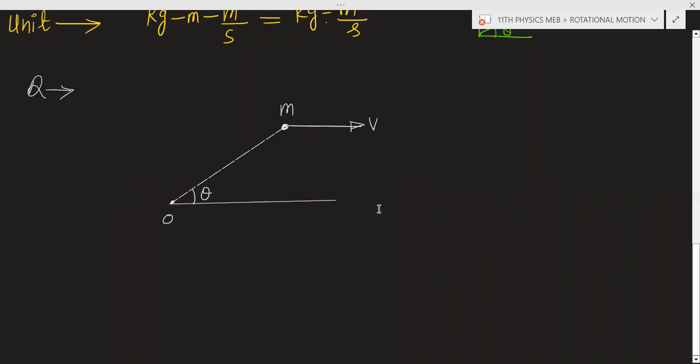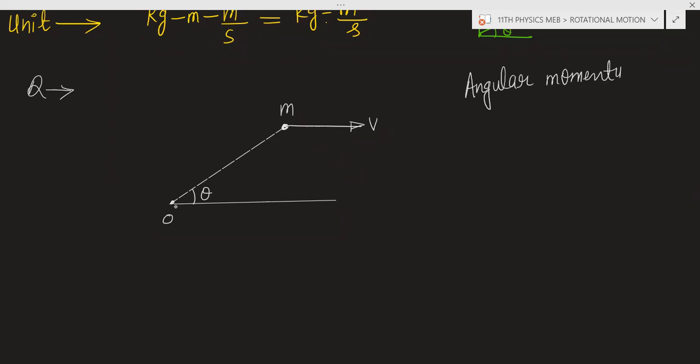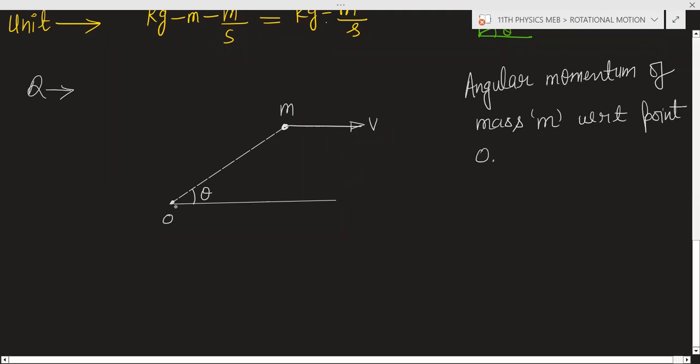Okay, so a mass is moving with velocity v in this direction, and we want to find the angular momentum of the mass m with respect to the point O. So if we want to find the angular momentum, how will we find it?